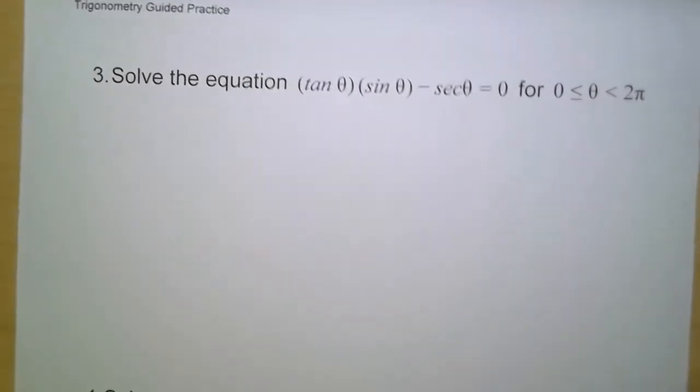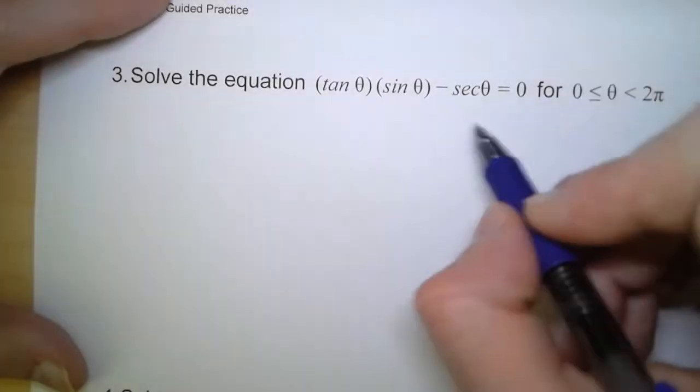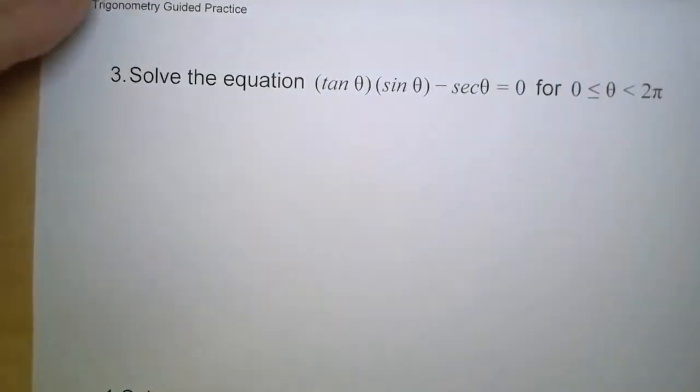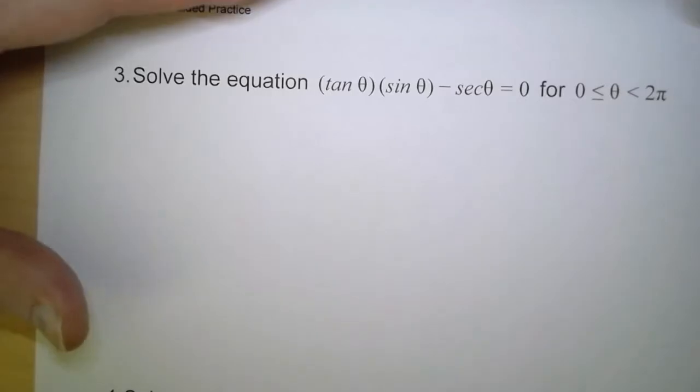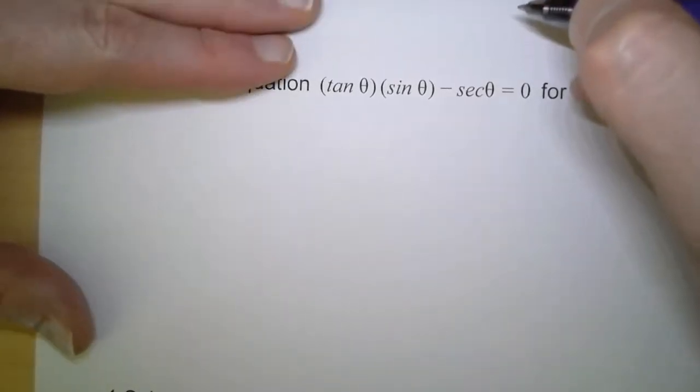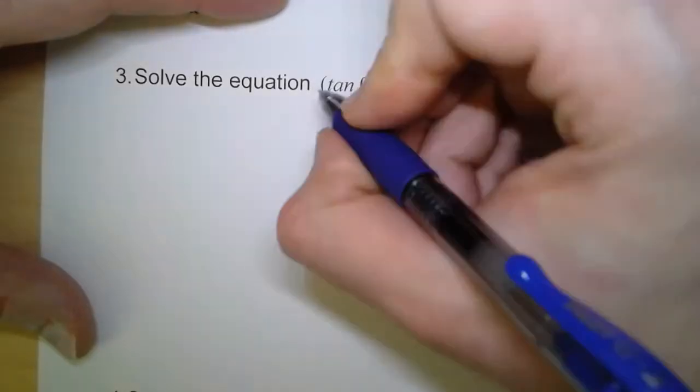All right. Now on the next page, here we have 3 completely different trig functions: tangent, sine, and secant. And there's nothing they seem to have in common. But what I would suggest you do is rewrite tangent and secant in terms of sine and cosine.